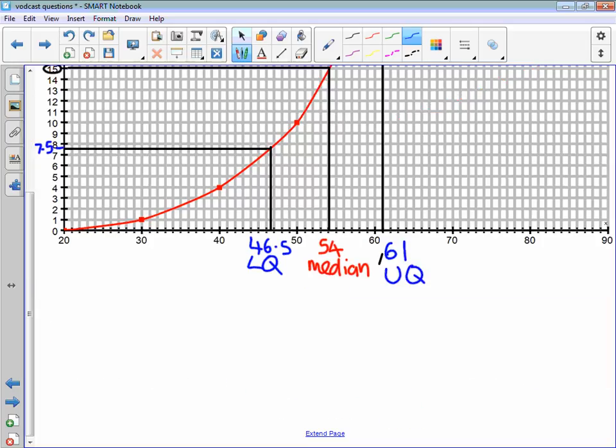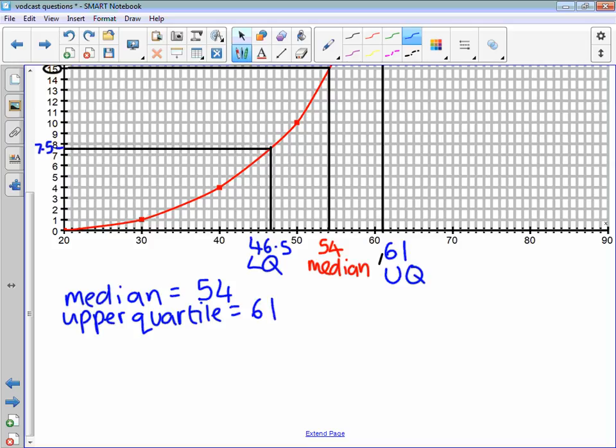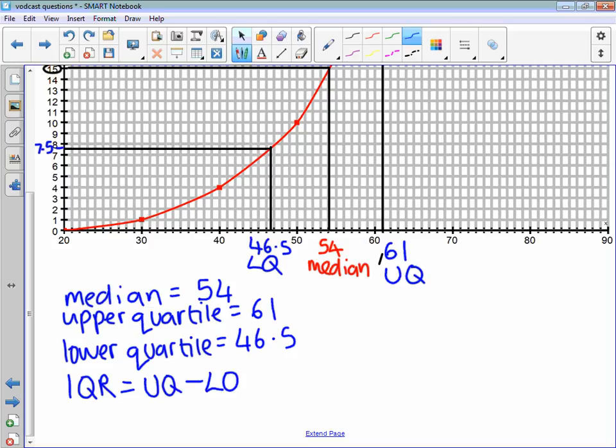So that's our median. So we now know that our median equals 54, our upper quartile is 61, and our lower quartile is 46.5. So to find our interquartile range, what we need to do is we need to use our upper quartile value and take away our lower quartile value. So we need to do 61 take away 46.5, which when we calculate that, we should get an answer of 14.5, which is our value for our interquartile range.